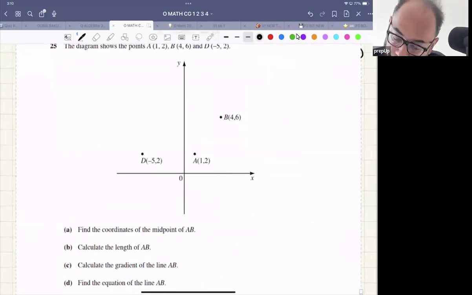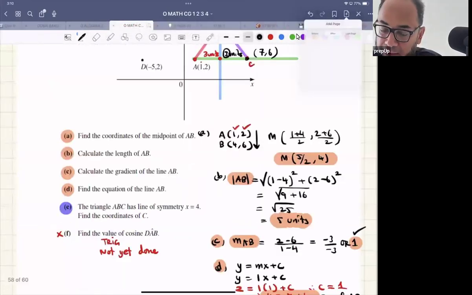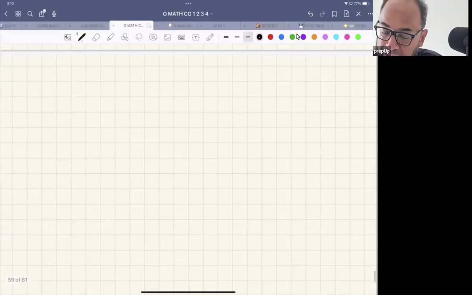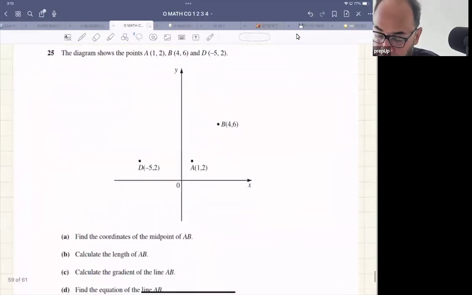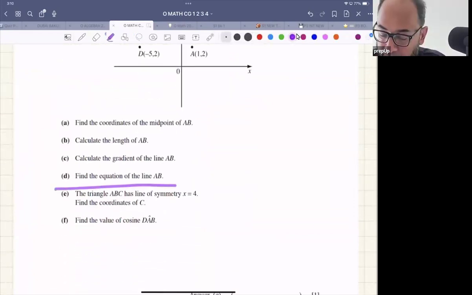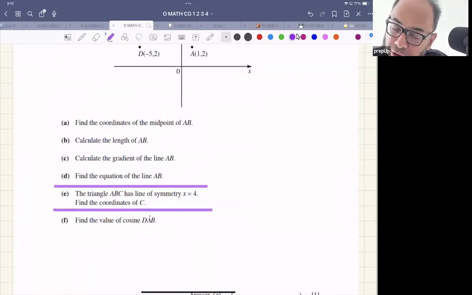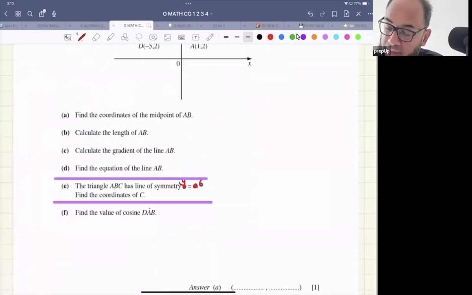Now let me do one thing. Let me just copy this. Let me add a page and let me do some kind of innovation in it. I'm just focusing on the last part. That is this. The triangle ABC has line of symmetry. Instead of x, let me write y is equals to 4. Actually, y is equals to 6.